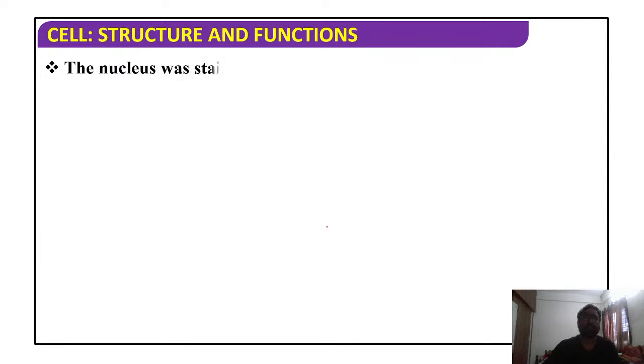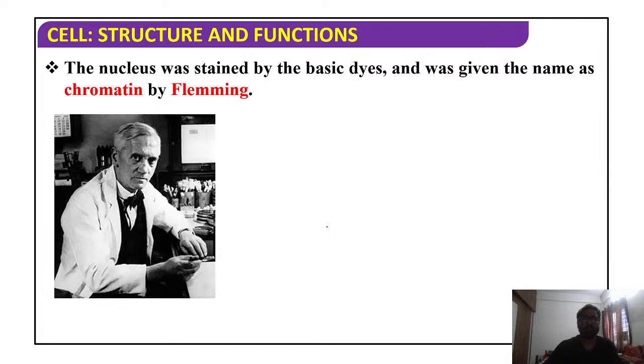So now let us study about the chromosomes. So students, the nucleus was stained by the basic dyes and was given the name chromatin by Fleming. Students, this is another important point you have to keep in your mind. So many people get confused. What is a chromatin? What is a chromosome? So students, the pre-form of the chromosome is nothing but what? Chromatin.